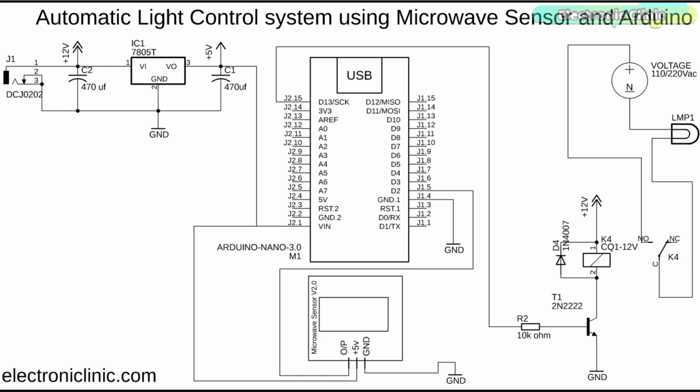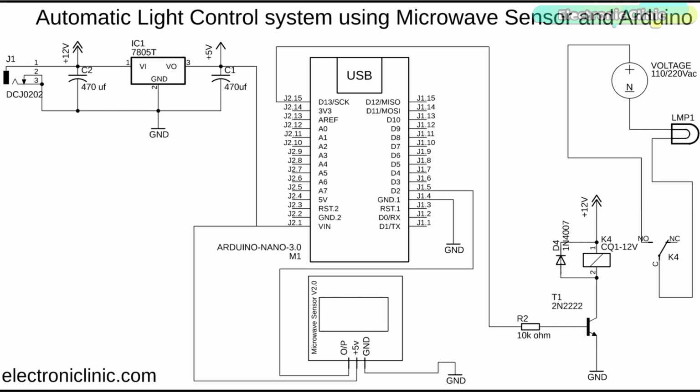On the top left side is the regulated 5 volt power supply based on the LM7805 voltage regulator. J1 is the DC female power jack, and this is where we connect a 12 volt adapter, battery or a solar panel. On the right side is the 12 volt relay module, which is connected with the digital pin 13 of the Arduino. This relay is used to control the bulb.